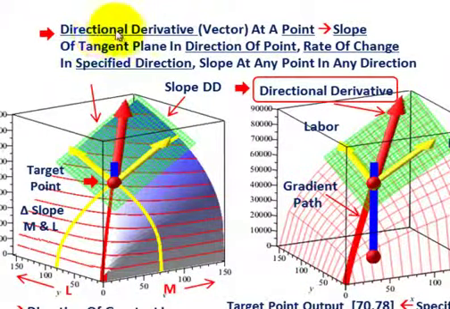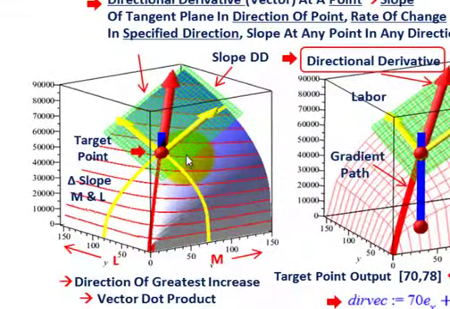Now we'll calculate our directional derivative, the vector at the point we were looking at, our target point. Really that's the slope of the tangent plane in the direction of the target point, the rate of change in a specified direction. So that's the key here: you have to have a specified direction and a targeted point. The directional derivative can be the slope at any point in any direction, but it's meaningless until you specify a direction.